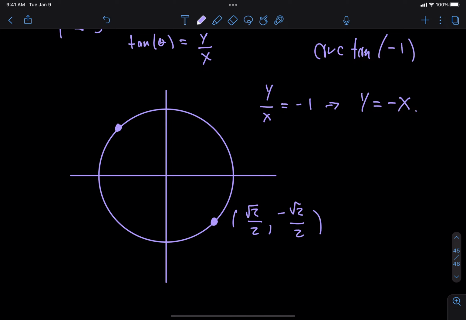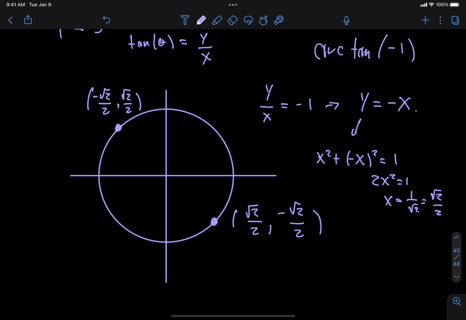And there's going to be one up here, which is going to be negative square root of 2 over 2, comma, square root of 2 over 2. Okay? And if you wanted to figure out how you could find out what those numbers are, you just use this: y is equal to -x. Plug into the unit circle. You would get x squared plus (-x) quantity squared is equal to 1. Therefore, 2x squared is equal to 1, and x is equal to 1 over the square root of 2, which is square root of 2 over 2, but of course we have a plus or minus. So x is plus or minus the square root of 2 over 2. y is going to be negative plus or minus the square root of 2 over 2. It just needs to have opposite sign.